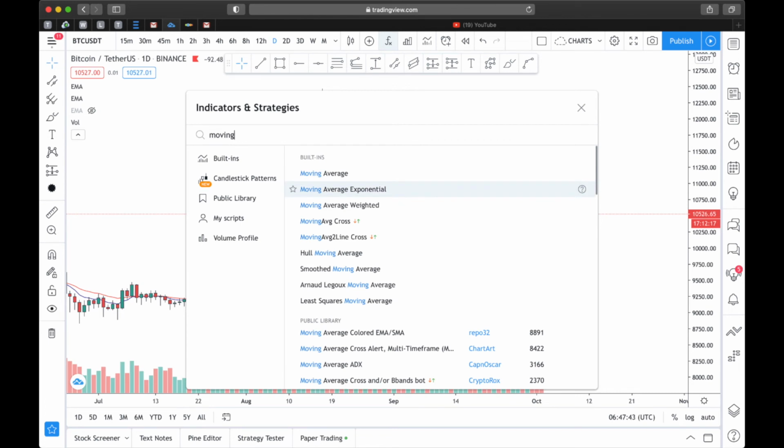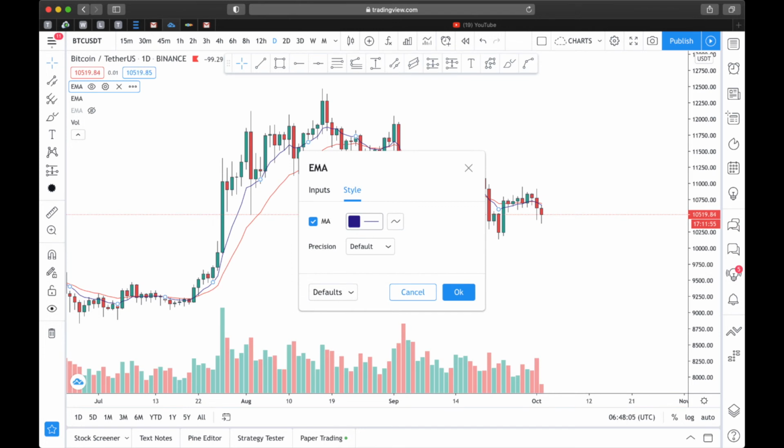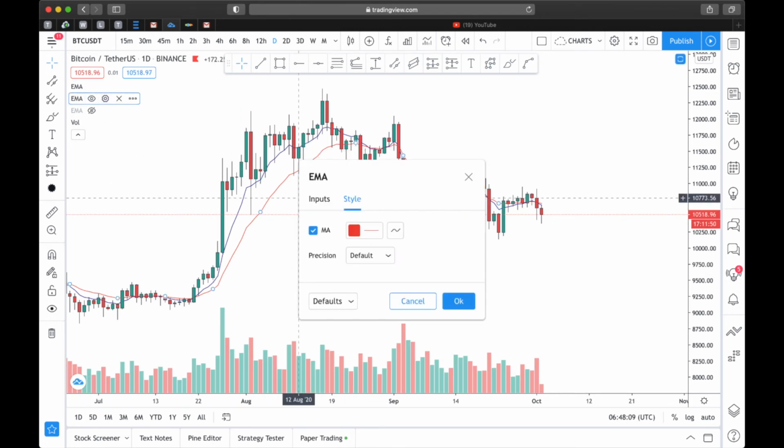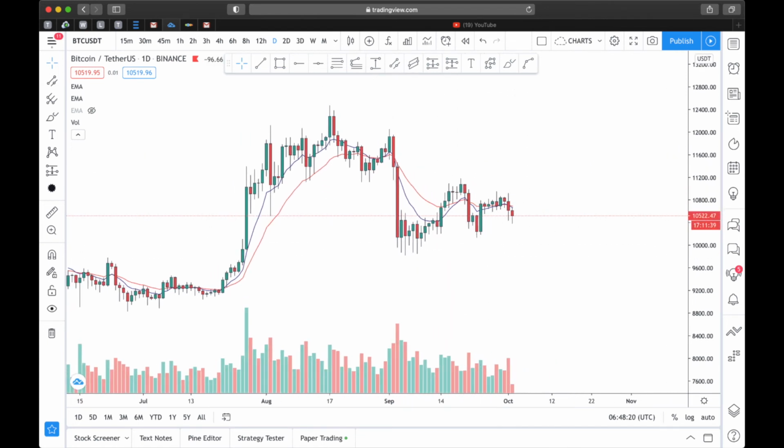But we use the exponential moving average because that one moves faster with the market. So you are going to click on moving average exponential. When you click on it, it shows you here. You can do your settings here by changing it to 8. That's the length of the day. And then the style, you can change it to blue. And then for the 18, you click on it, change it to 18, and then the style, you can change it to red. These are the two EMAs we are going to be using for the chart on a regular basis. And the third EMA we are going to be using is 200.